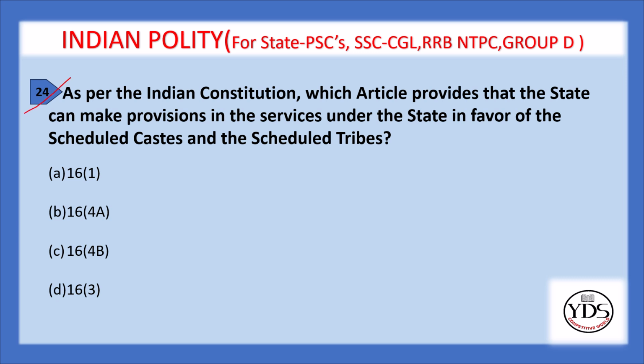Question number 24. As per the Indian Constitution, which article provides that the state can make provisions in the service under the state in favor of the scheduled castes and the scheduled tribes? Option A. Article 16(1), option B. Article 16(4)(a), option C. Article 16(4)(b), option D. Article 16(3). Option B. Article 16(4)(a) is the correct answer.